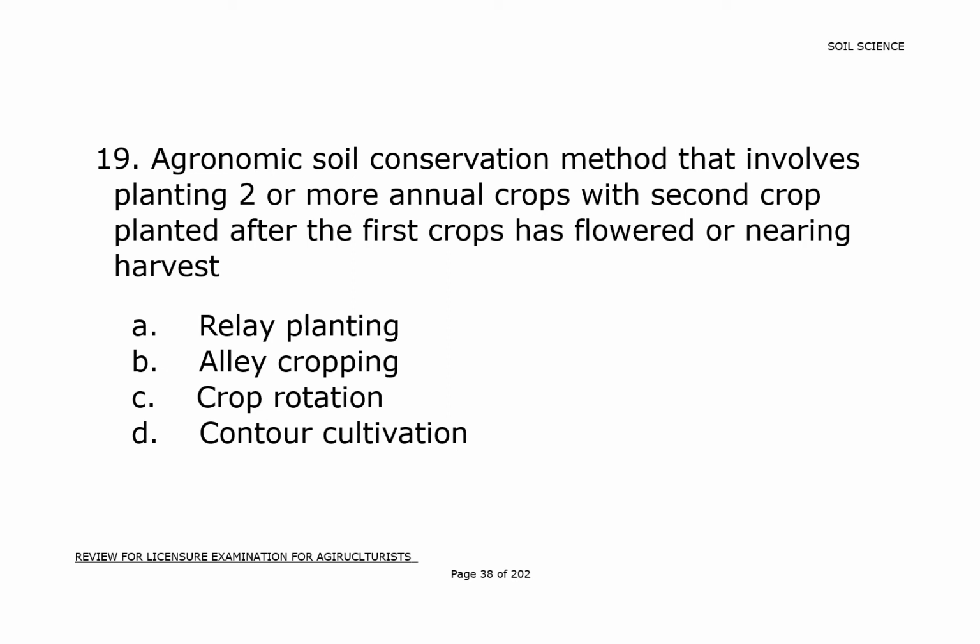Number 19. Agronomic soil conservation method that involves planting two or more annual crops with second crop planted after the first crops has flowered or nearing harvest. A. Relay planting, B. Alley cropping, C. Crop rotation, or D. Contour cultivation. The answer is relay planting.